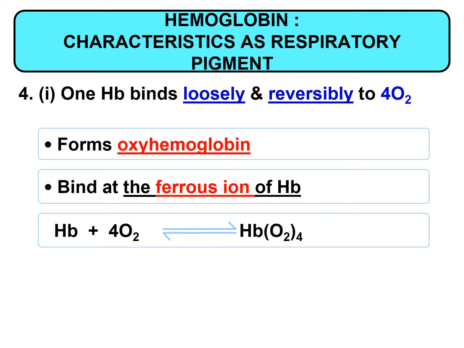The fourth characteristic is about the ability of the hemoglobin to bind to the oxygen loosely and reversibly, meaning that it is not permanent and the binding is reversible, because it goes back to the second characteristic. The hemoglobin can easily release the oxygen. Okay.